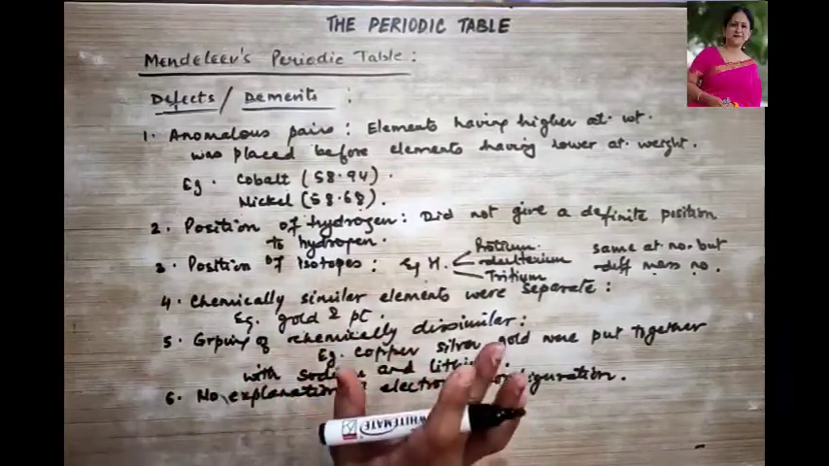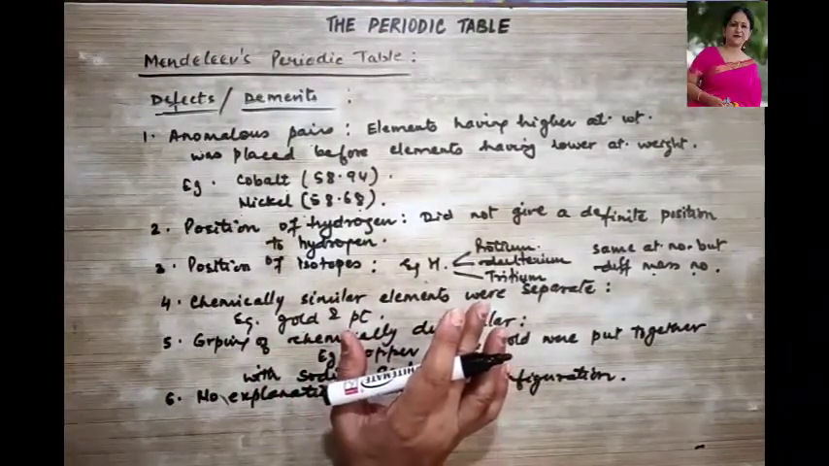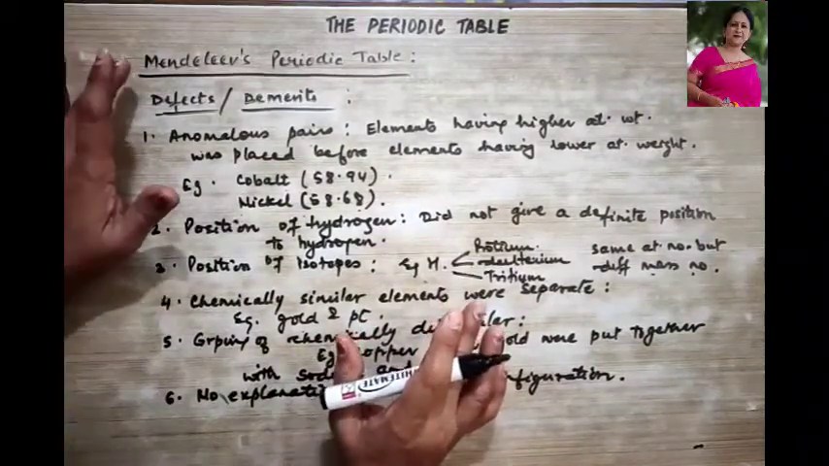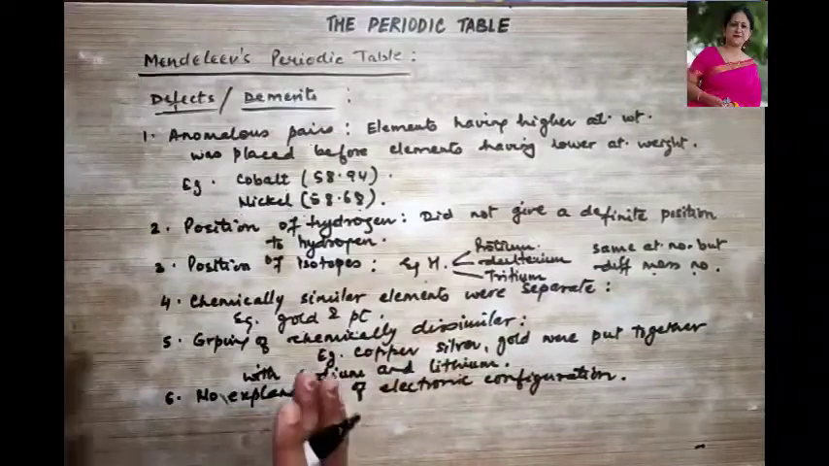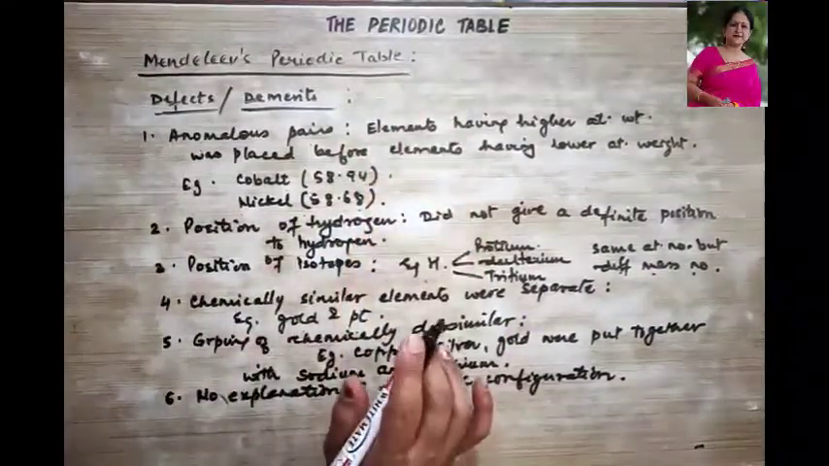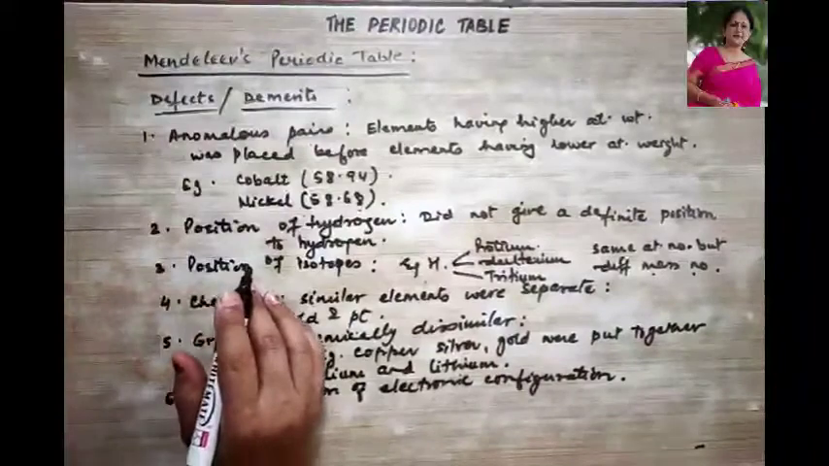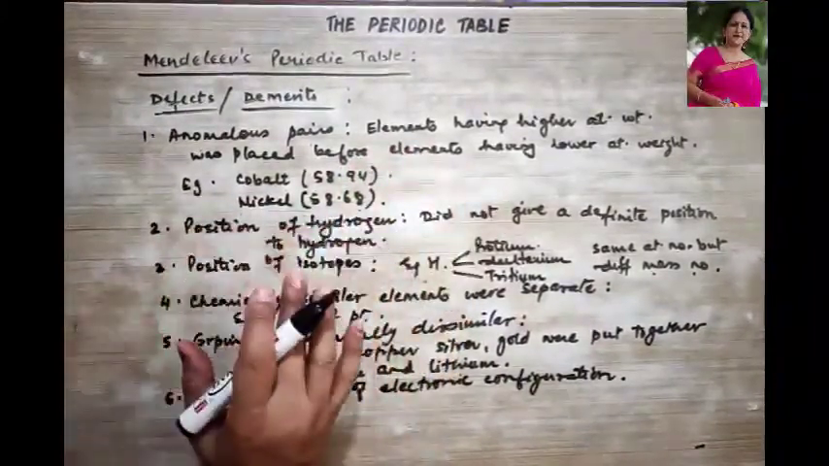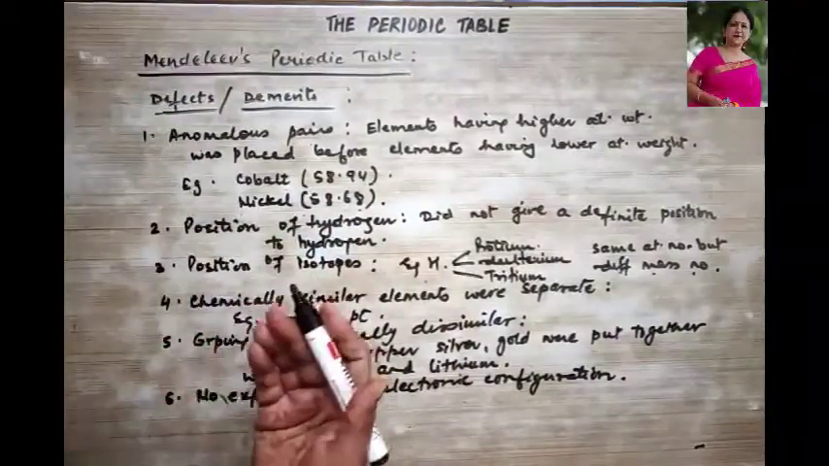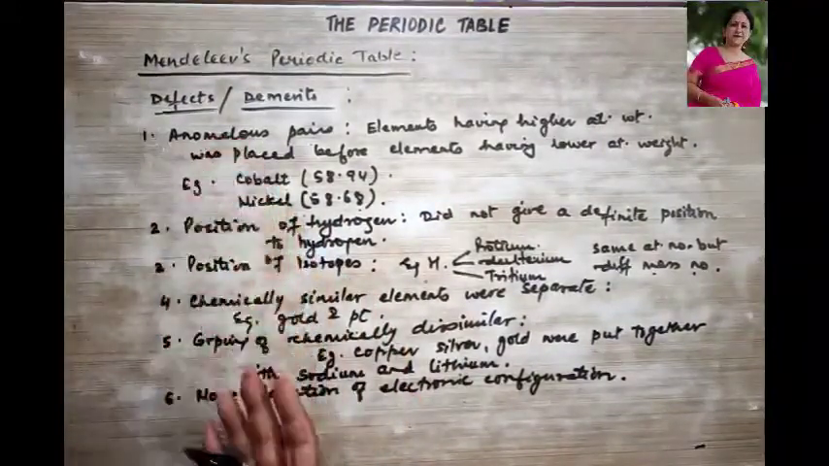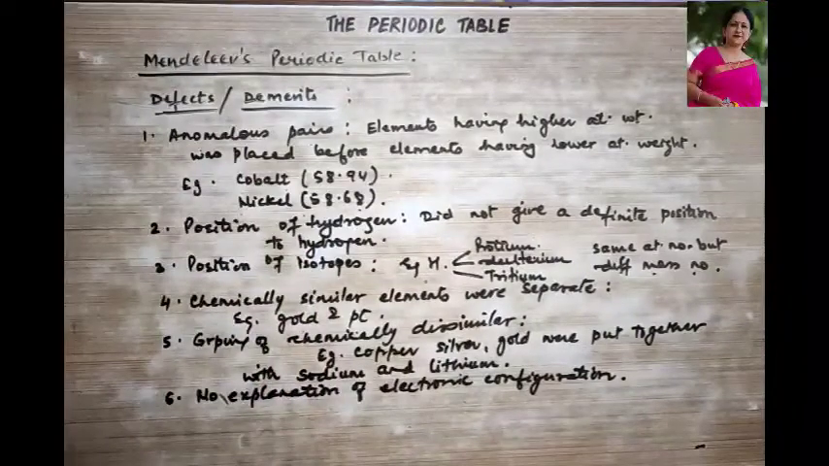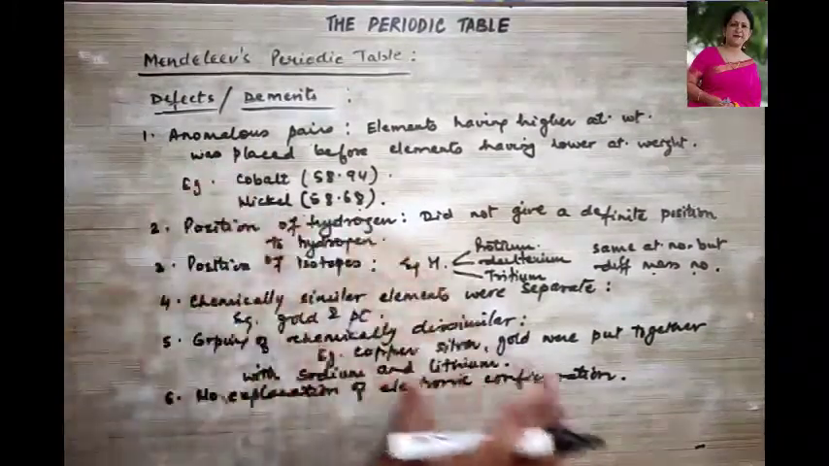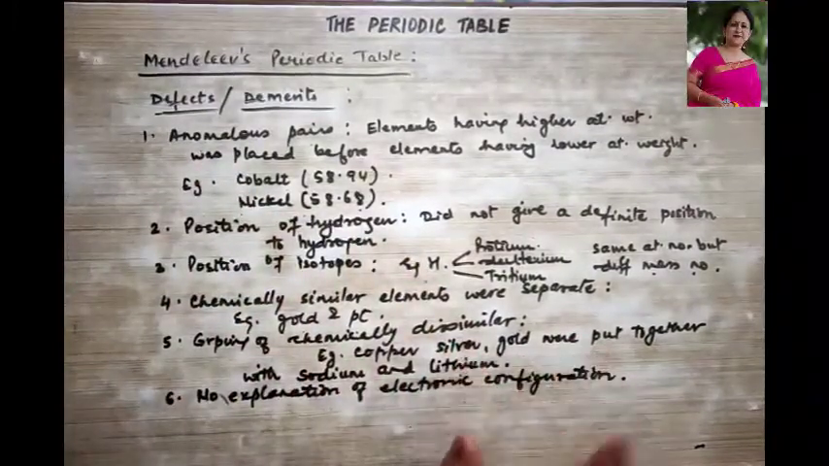I hope Mendeleev's periodic table is also very clear. He was one of those scientists who had put a lot of work into the development of the periodic table, as we had discussed earlier. But in spite of all those positive points, his periodic table also had certain demerits or defects. So here are around 6 defects that I have mentioned over here. Due to these defects, Mendeleev's periodic table was rejected or discarded.